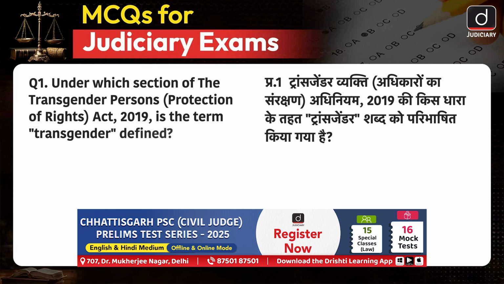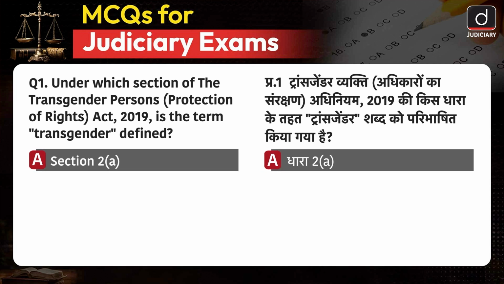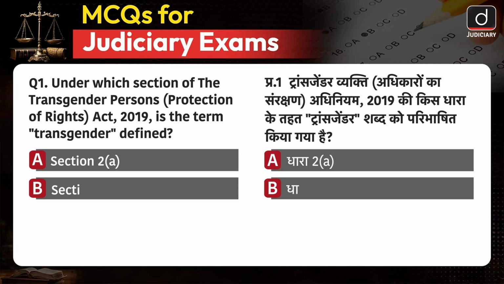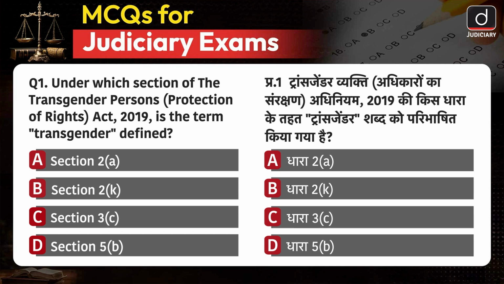Today's first question is: under which section of the Transgender Persons (Protection of Rights) Act 2019 is the term transgender defined? Option A, Section 2A. Option B, Section 2K. Option C, Section 3C. Option D, Section 5B. The correct answer is option B, Section 2K.